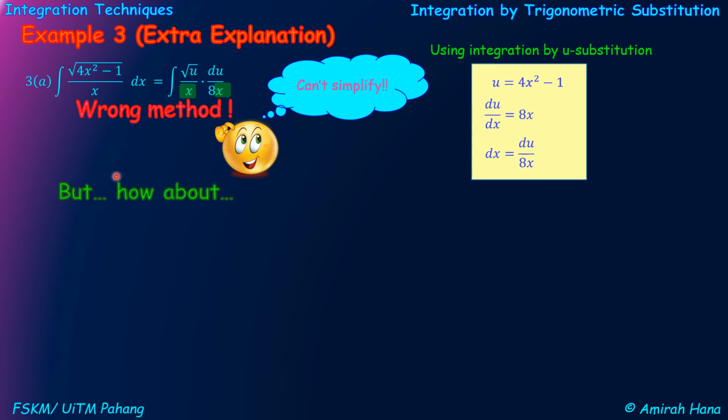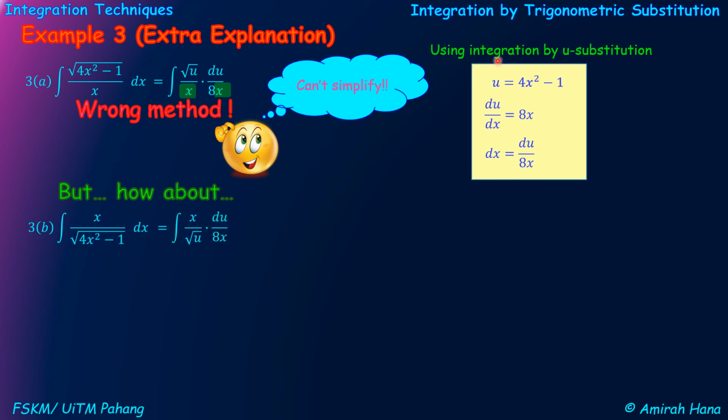Alright, but how about, let's say, we modify example 3 here, and we name it 3b. We just exchange numerator and denominator. Let's say now the question is the integration of x over the square root of 4x squared minus 1 dx. And then let's say we use the same technique.